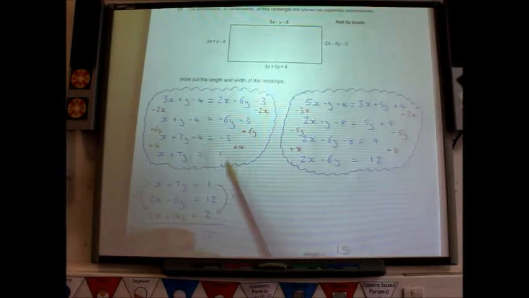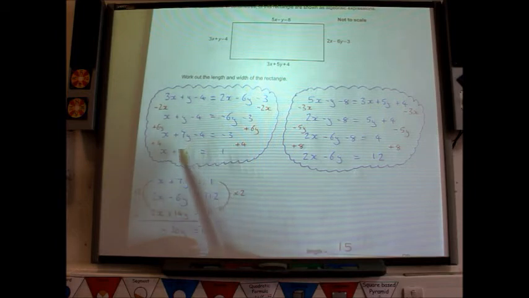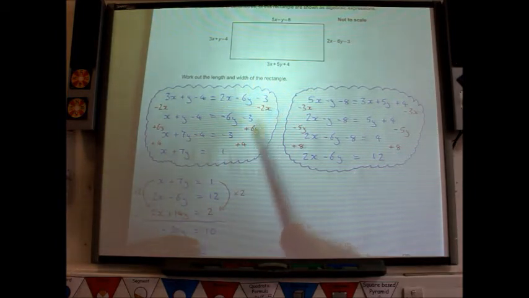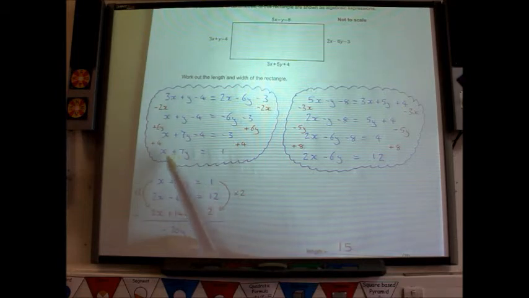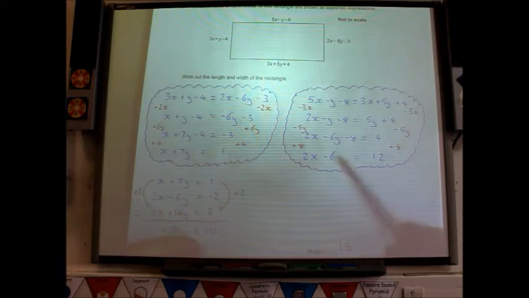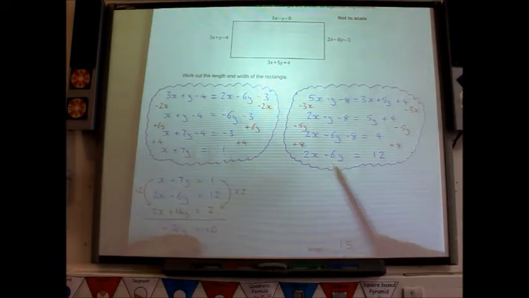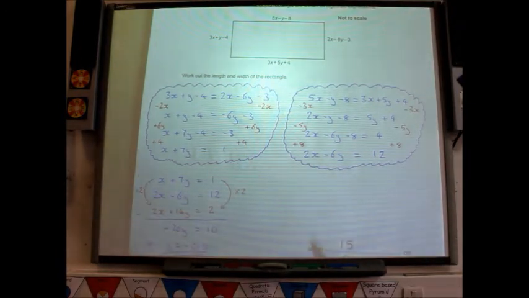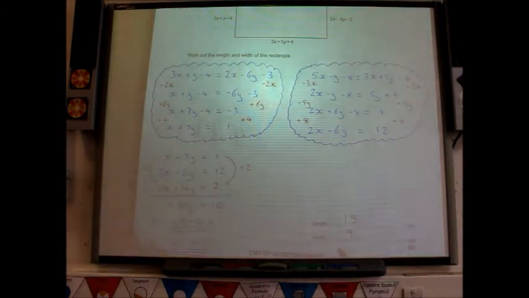So you need to have it sorted out so that your x's and y's go on one side and the number goes on the other. So you can see what I've done here. Well, I hope you can. So on this side you're left with x plus 7y equals 1, and when you do the same thing here, you've got 2x minus 6y equals 12. You can pause this if you want to have a good look through my workings for it.